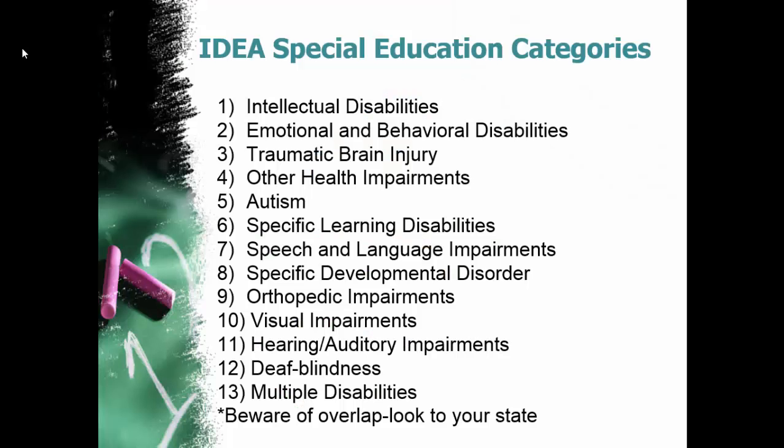Today we will be discussing special education categories as categorized by the Individuals with Disabilities Education Act, or the IDEA, which is federal legislation that regulates special education. These are the 13 different categories as defined by the IDEA, and we'll talk about each of them briefly. Please understand that your state may treat these a little differently, so make sure to look into your local school system to see how they incorporate the IDEA.